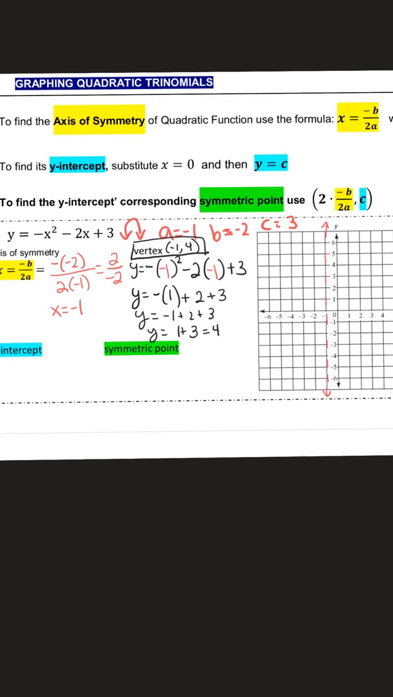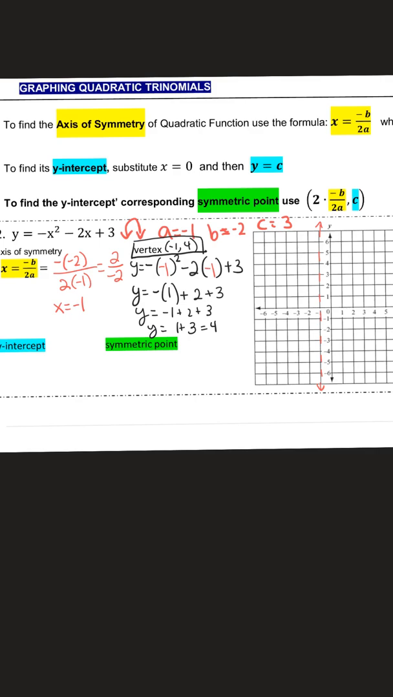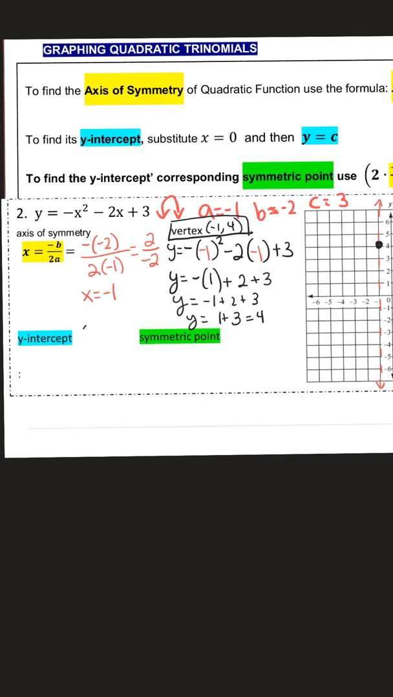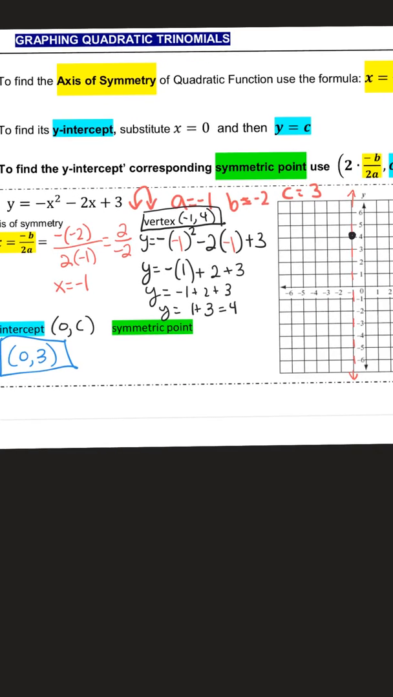All right, so then let's plot that. -1, 4. That's right here. Remember, your vertex should always fall on your axis of symmetry. Okay, so then my y-intercept, remember it is 0, your c term. So in this case, my c term is 3. So my y-intercept is going to be 0, 3. So let's go over here and plot a point at 0, 3.